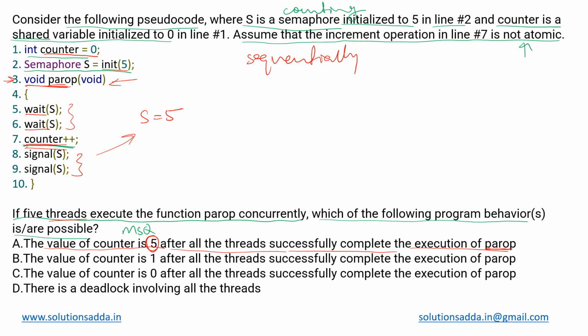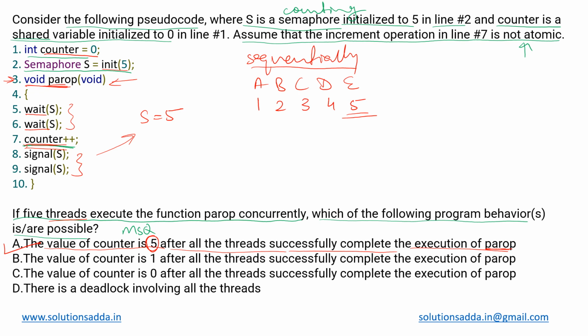Let us say the 5 processes are A, B, C, D and E. So first A will execute. The initial value of counter was 0, so A will make it 1, then it will complete its execution and come out. Then B will start executing this parop function, so it will increment the counter variable value to 2, then 3, 4 and 5 at the end. So yes, it is possible that at the end the value of the counter variable would be 5. It's possible if sequential execution is performed.